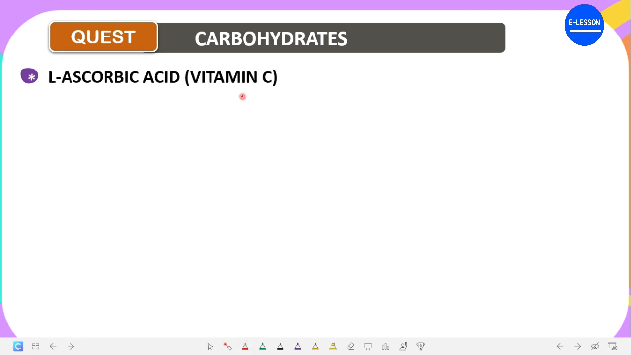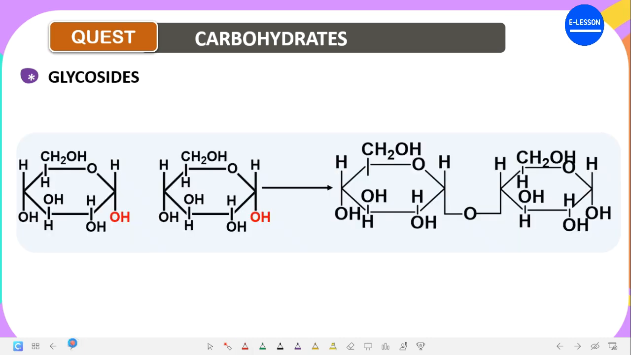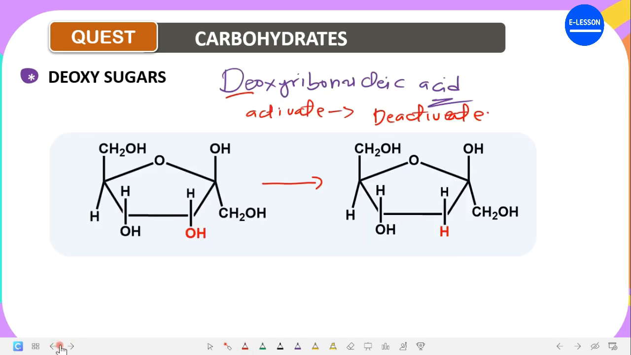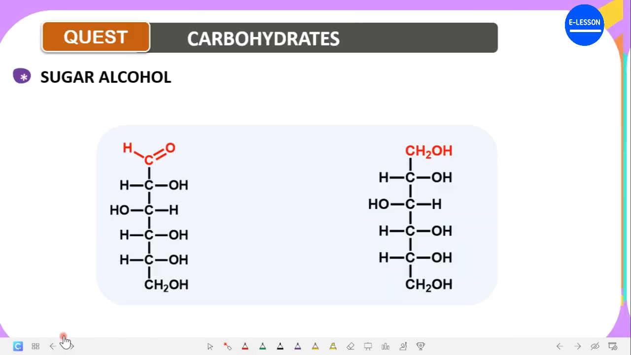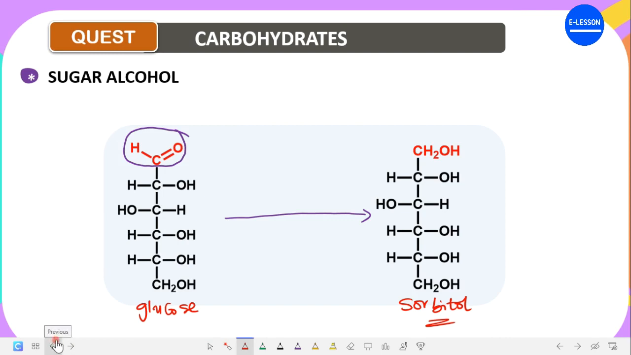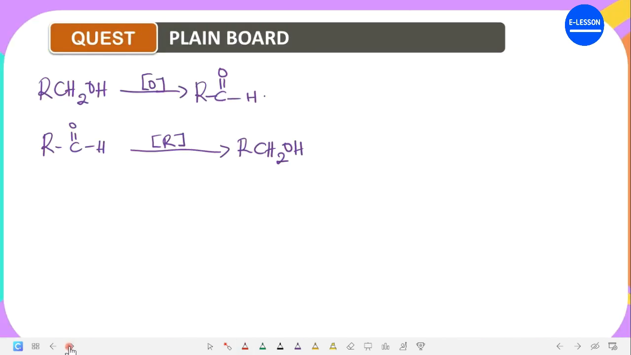Now the next one is ascorbic acid, which is vitamin C. I told you you are going to work on ascorbic acid. So that is all about the derivatives of monosaccharides. Can we state the derivatives of monosaccharides now? Can we go together? The derivatives of monosaccharides are sugar acid, sugar alcohol, amino sugar, deoxy sugar, and then ascorbic acid.